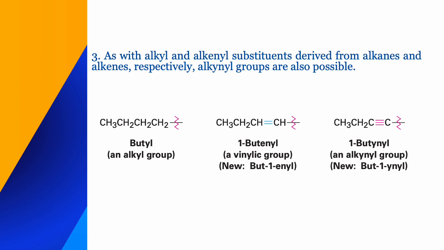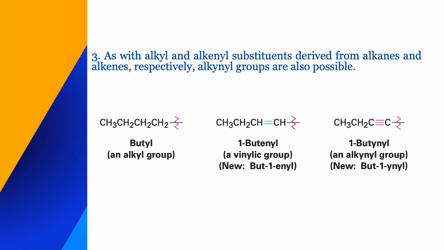For rule number 3, as with the alkyl and alkynyl substituents derived from alkenes, alkynyl groups are also possible. So for example, we have here the butyl, which belongs to alkane, and the removal of one hydrogen in this structure causes the occurrence of the butyl, so it becomes now an alkyl group.